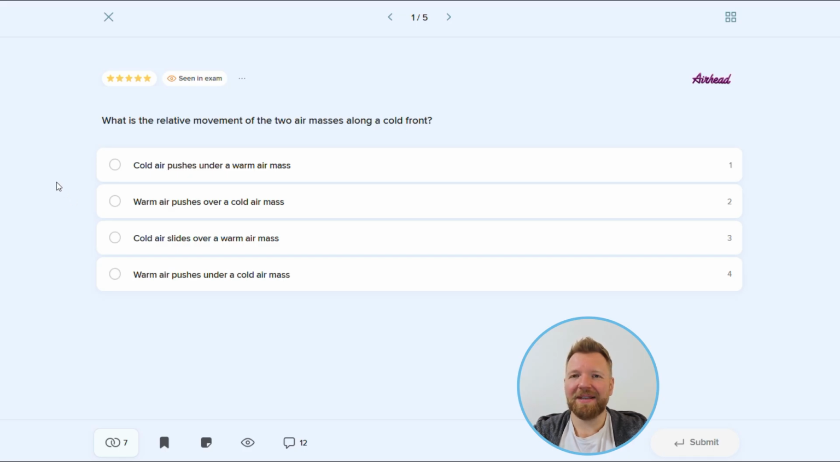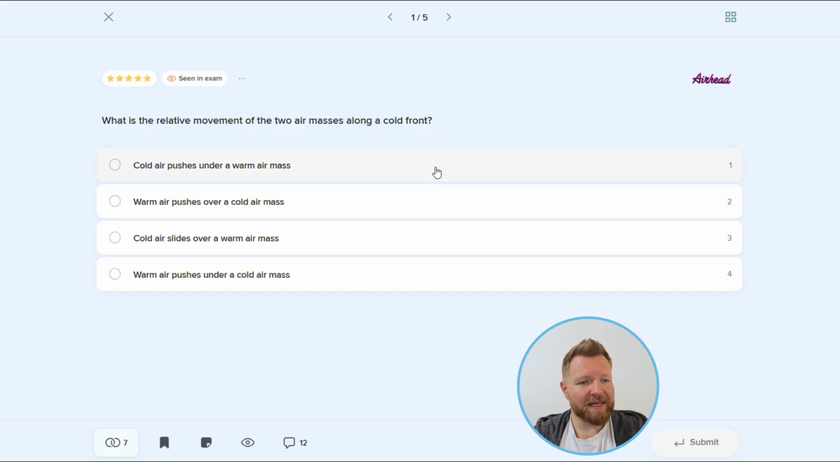I prepared for you 5 questions from the latest meteorology exam in the last 30 days across all authorities. Topic for today is air masses and fronts. Question number 1. What is the relative movement of the two air masses along a cold front?